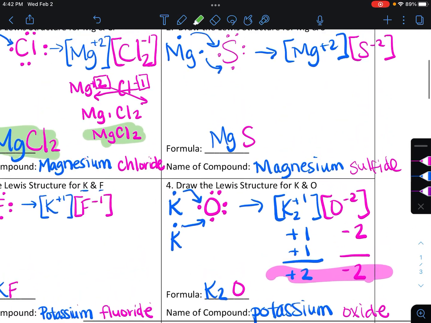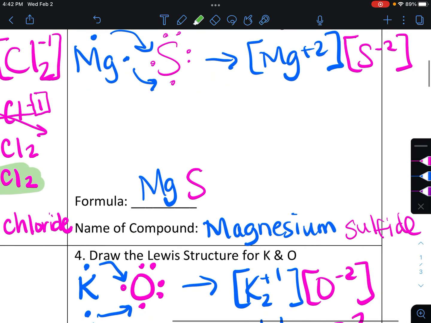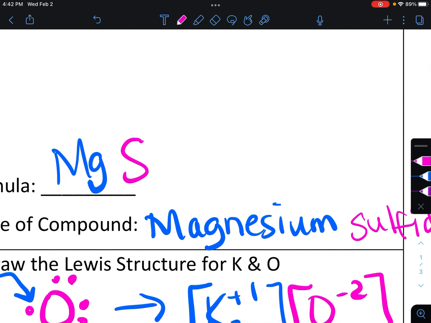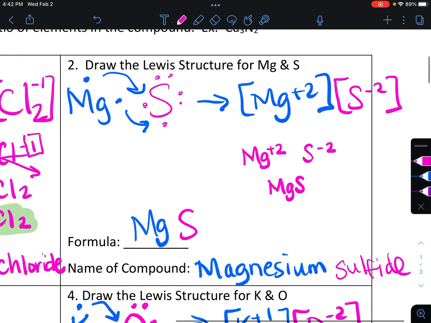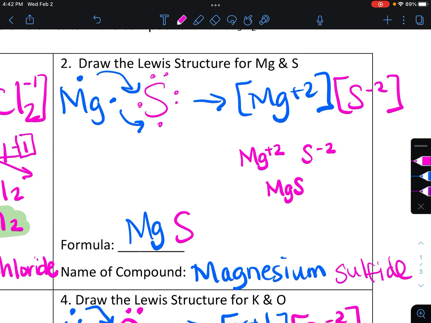The one exception to the crisscross rule that is important is when the charges are equal to each other. What I mean by that is magnesium, if I were to look at the periodic table, its charge is +2. Sulfur, its charge is -2. When the charges are equal to each other like that, we just cancel them out and we just have one of each element. If you were to write Mg2S2, that would be incorrect. You have to cancel it out, so it's just MgS. We can look back at our diagram and we could see we only need one magnesium and one sulfur. So that is how we do the crisscross rule.